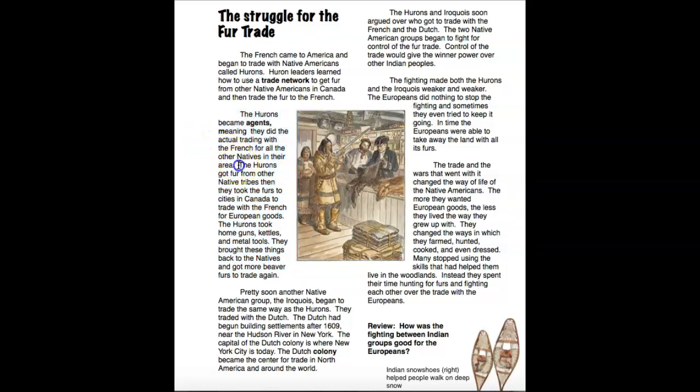Okay, so what did they do? The Hurons got fur from other native tribes. Then they took the furs to cities in Canada to trade with the French for European goods. So the Hurons take furs and they give the furs to the French. The Hurons took home guns, kettles, and metal tools. They brought these things back to the natives and got more beaver fur. So according to this, they are giving furs to the French, and then they take home, so they're getting guns, kettles, and metal tools. All right, I think I have some stuff to answer my first question.